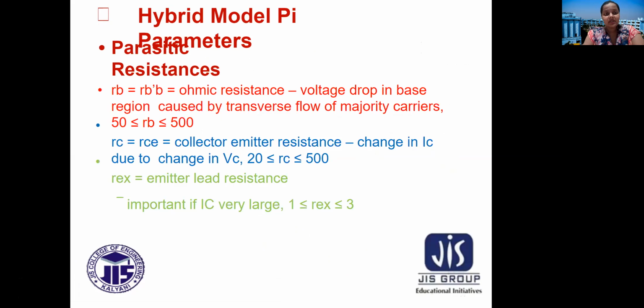Here the resistance RB dash is the ohmic resistance, the voltage drop in the base region caused by transverse flow of majority carriers. The value of RB varies from 50 to 500 ohm. RC is the collector emitter resistance, change in VC due to change in IC. The RC value varies from 20 to 500. And REX is the emitter lead resistance, important if IC is very large. So its value varies from 1 to 3.